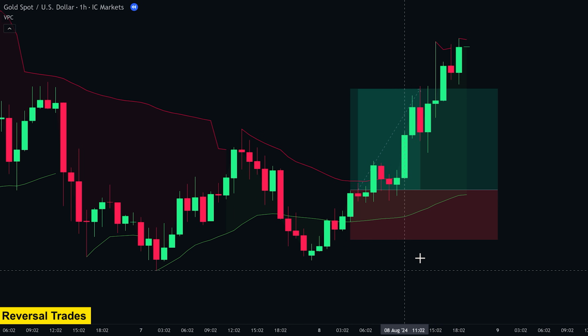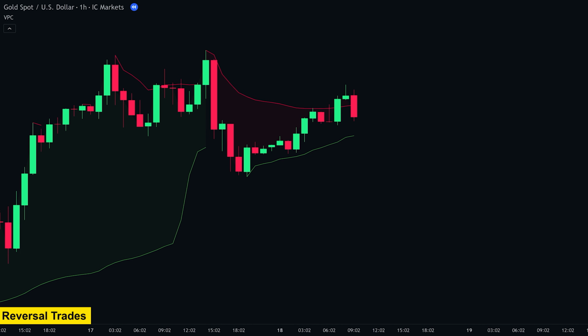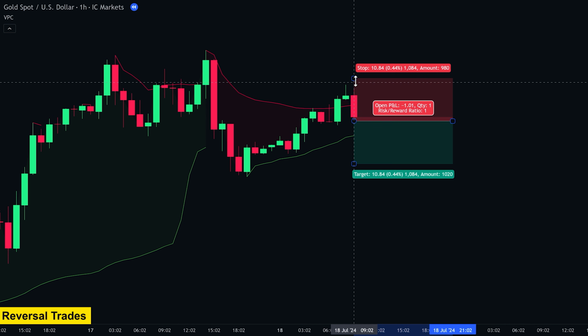For the sell trade, it's the opposite of the buy trade. You are going to look for price to spike well above the upper VWAP channel line. Then you wait for price to close back inside the channel with a strong bearish candle. Enter the trade on the close of that bearish candle.